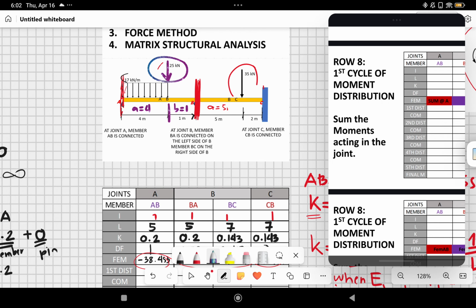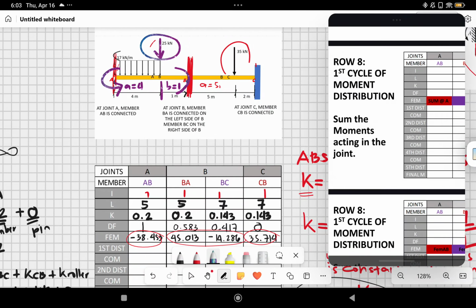Okay? So negative 38 is here, then 45 is here, negative 14 is here, and then 35 is here. So we just need to distribute these moments.